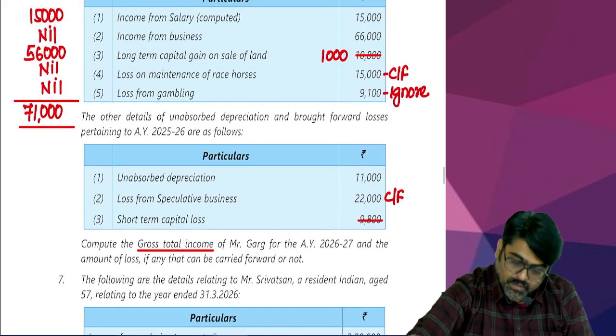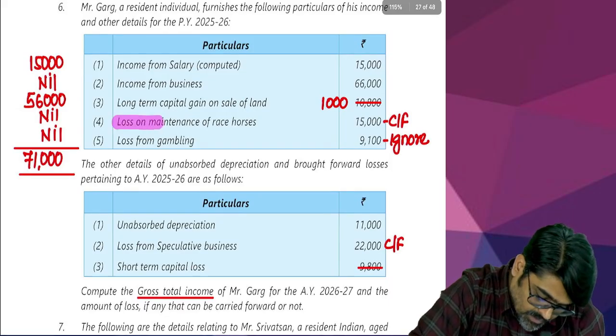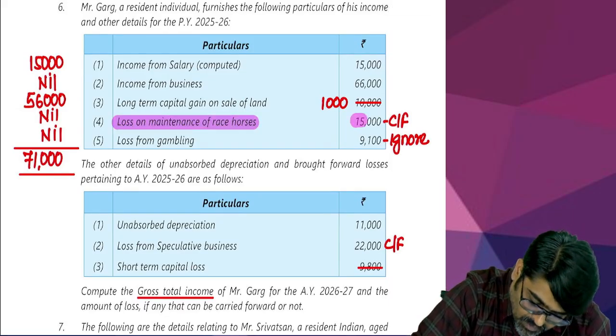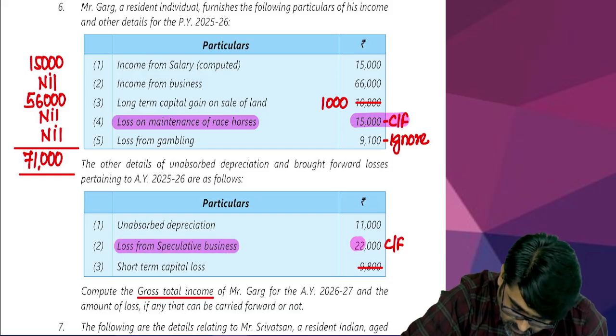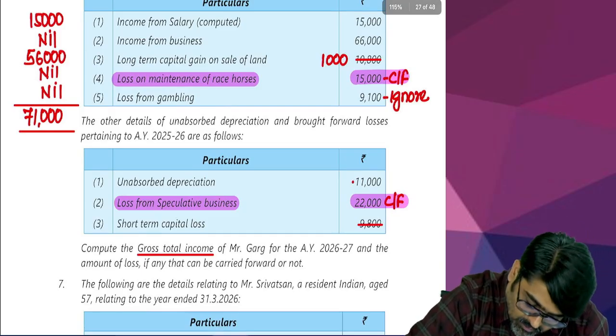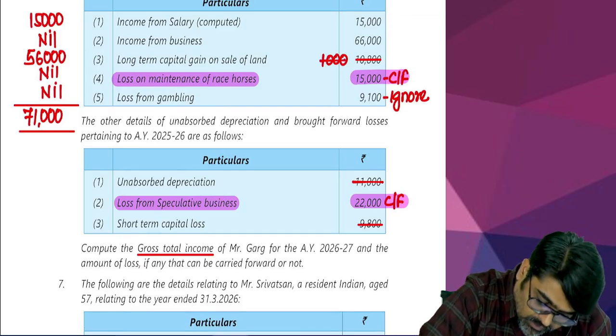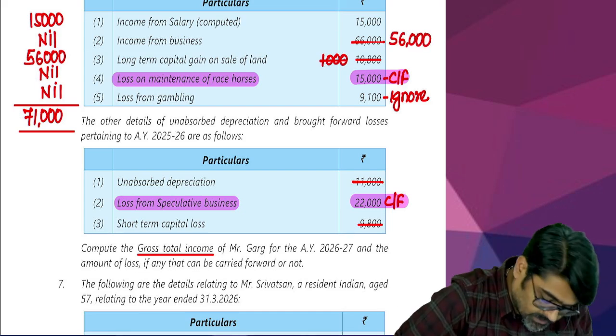71,000. Which losses will be carried forward? Come on, tell me. Loss from maintenance of horse races, and this loss from speculative business. These two losses will be set off, and this 11,000 will go. This 1,000 will also go. Here it will be 56,000. Done, no? That you have already considered here.